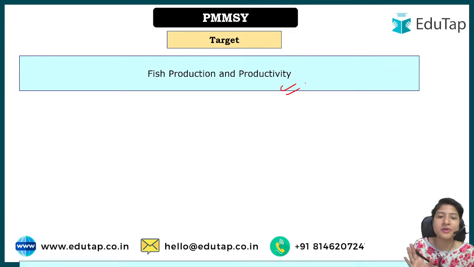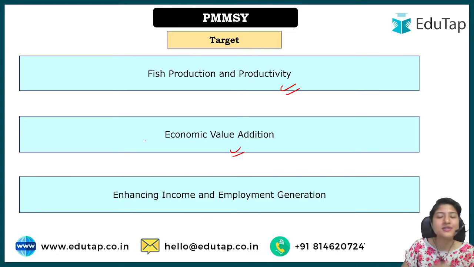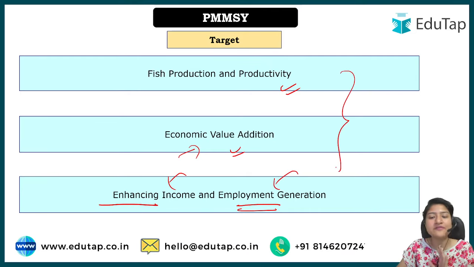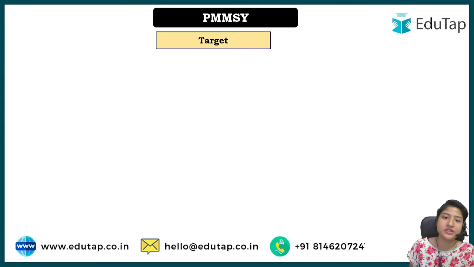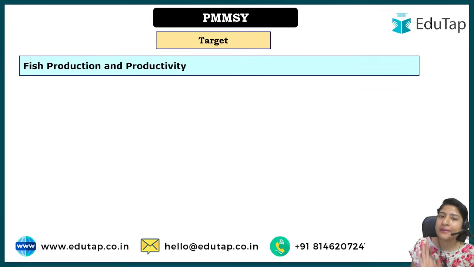ठीक है, उनका production productivity करना है, economic value addition करना है, और एक which I was skipping before, that is to, yes, that is to enhance the income. Okay, because if our economy will grow, that will enhance the income, and these targets will also help to improve to increase the employment generation as well. ठीक है, तो अब इसमें these 3 points we are just going to look at the important data that is present in it, and these are very important from the examination point of view as well.